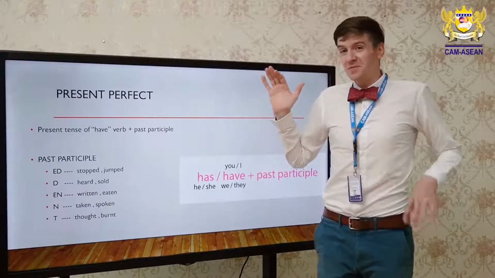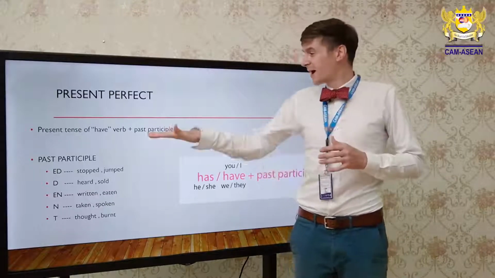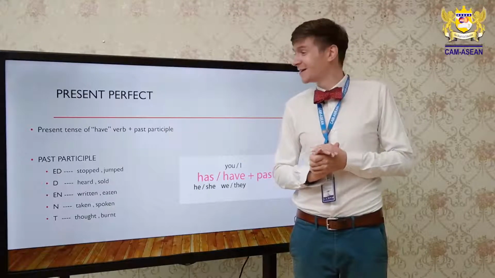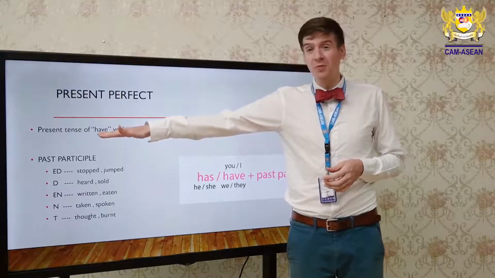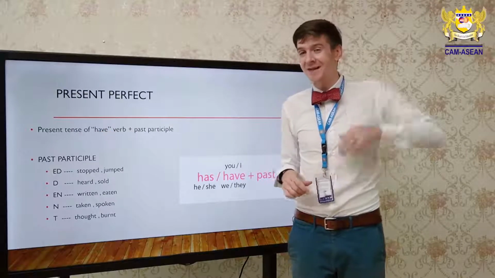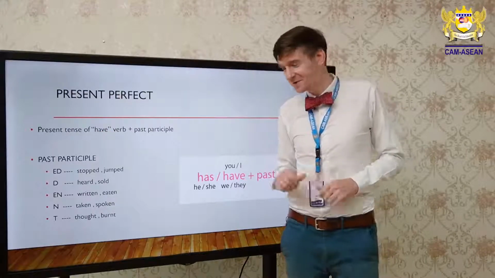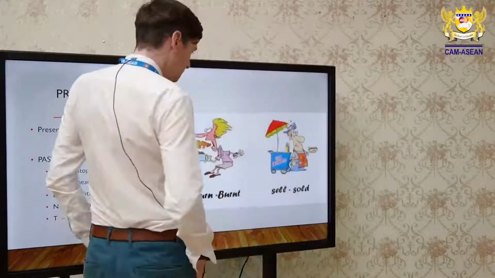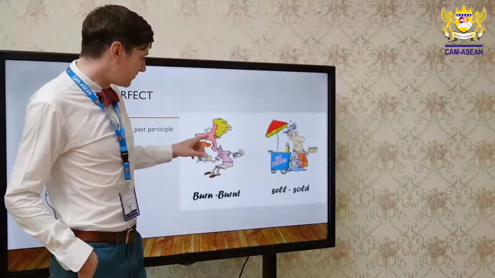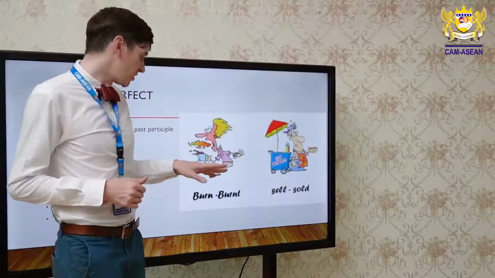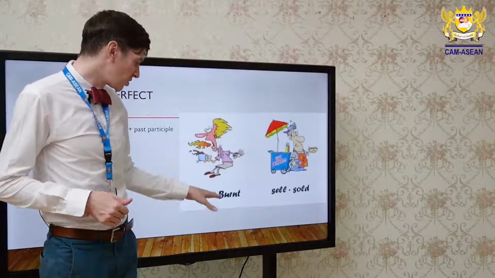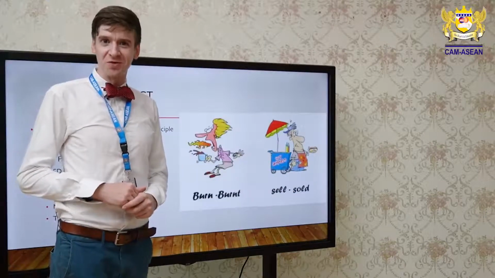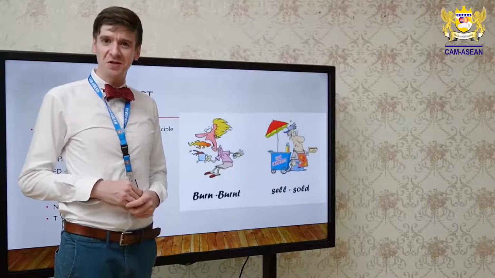Okay, so the big part that we need to remember is past participle. That's the big one. The second big one is choosing the correct form of have. If it's has or have. Okay. All right. We have some examples here. I wonder if you can tell me which form is past participle.